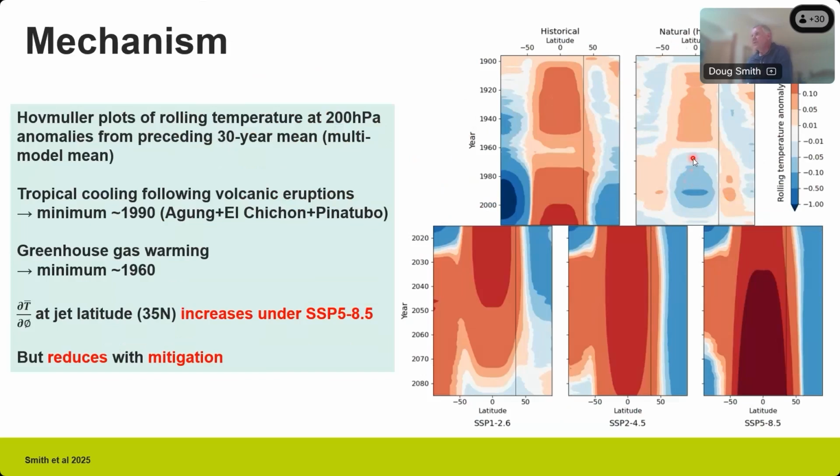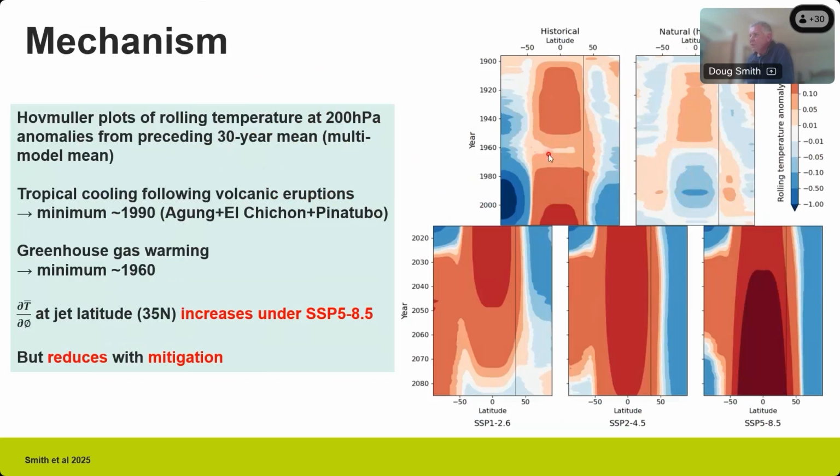So there were several volcanoes that went off: Agung, El Chichón, and Pinatubo. The accumulated effect of those is to cool this level, and that would produce an equatorward shift of the jet and a negative NAO. Whereas in the real situation, where we now have increases in greenhouse gases, the minimum occurs earlier than it does in just the natural simulations, because of the effect of the greenhouse gases and the volcanic eruptions together.